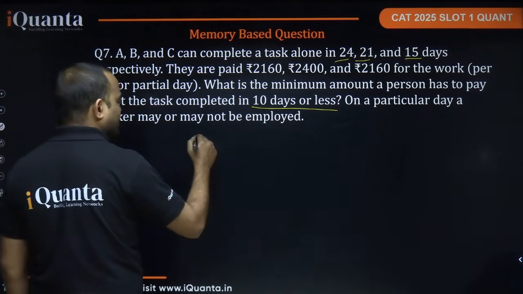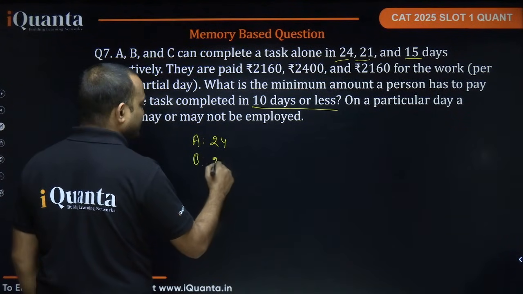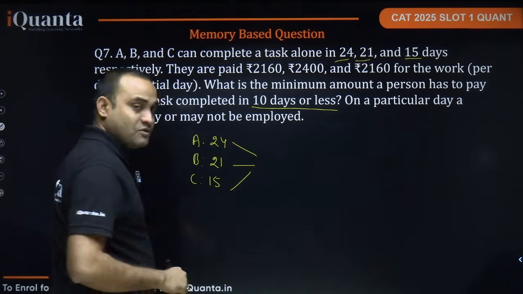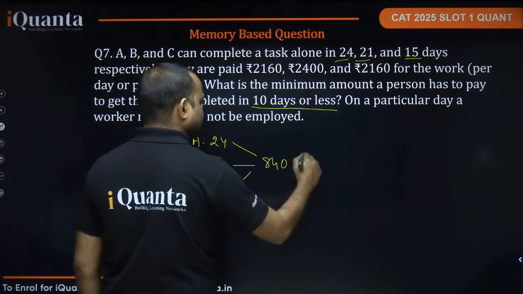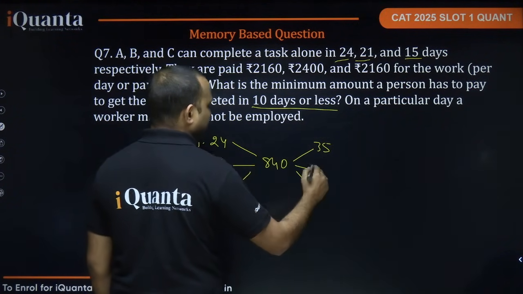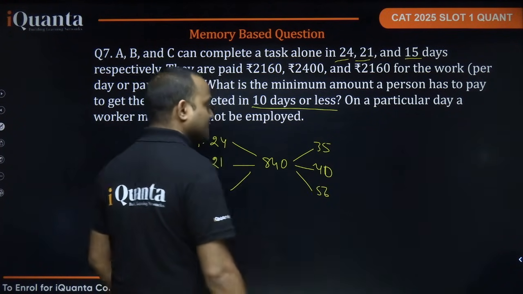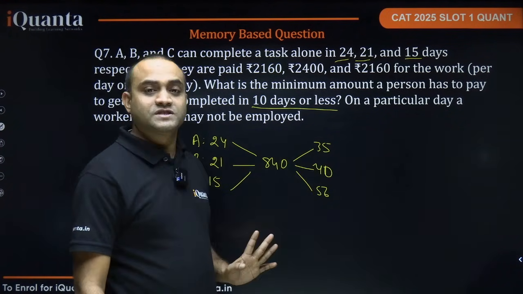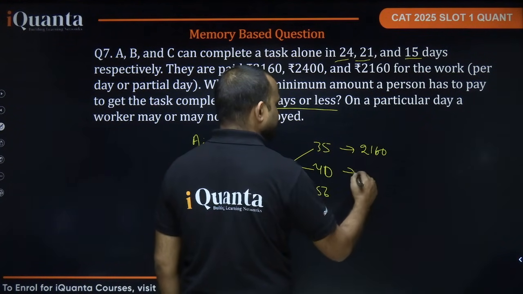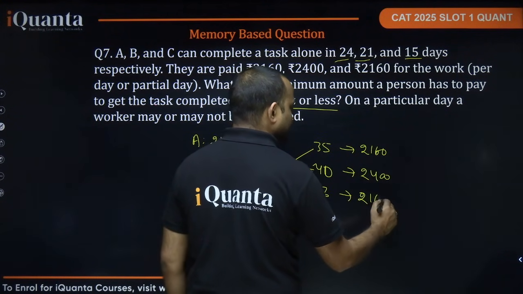So this is what we are going to do. A takes 24 days, B takes 21 days, and C takes 15 days. Total work, we can take the LCM of these three, which is equal to 840. So 840 by 24 is 35, 840 by 21 is 40, and 840 by 15 is 56. 35 units per day, 40 units per day, and 56 units per day. Now this guy is taking 2160 for this, this guy is taking 2400 for this, and this guy is taking 2160 for this.